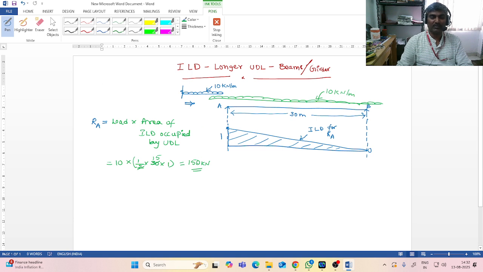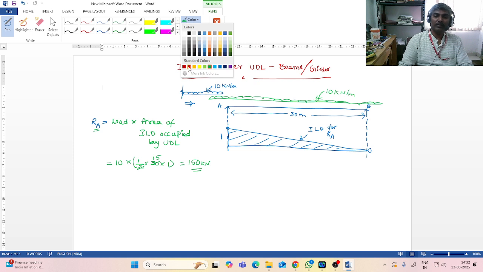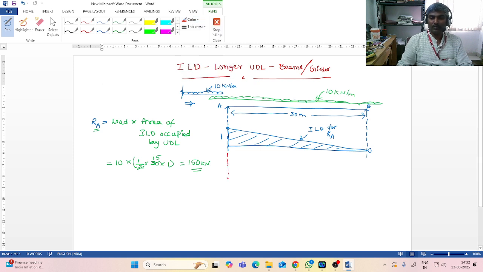Maximum reaction, right? So for all other positions of load, the reaction at A will be a lesser value. Similarly, you want RB, right? Let us say we would like to calculate RB also. Try to draw the ILD for RB. So the influence line diagram for reaction at B is 1 unit at B, 0 at A. So another triangle will come, and this is the ILD for RB.